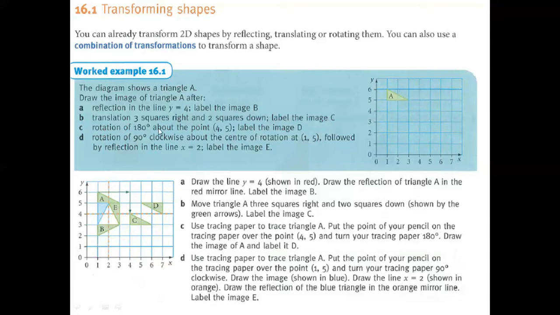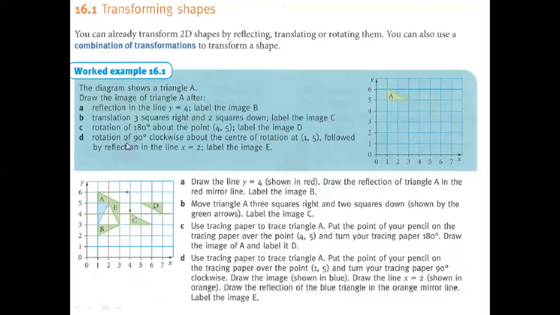Rotation 180 degrees about the point 4 and 5, meaning coordinate 4 and 5. Where is 4? Here is 4. And where is 5? Here is 5. So you rotate 180 degrees about the point. This is the point, your center point. From here, you are rotating. If you rotate your A, from here to here is one box, and here to here is another box. So the rotation should be like that. That is 180 degrees.